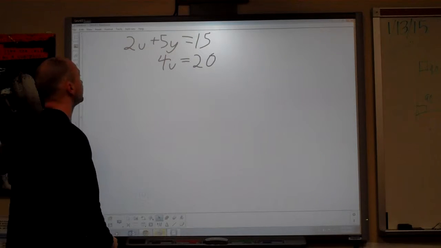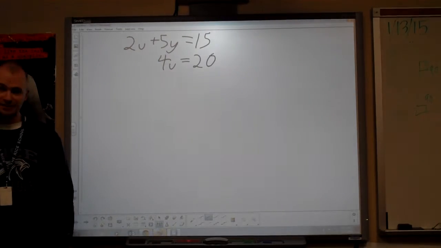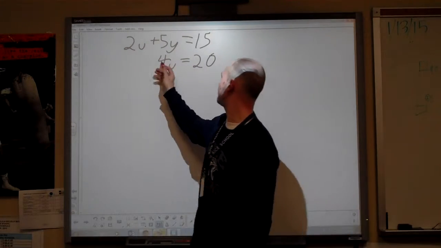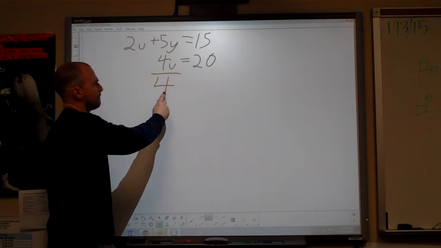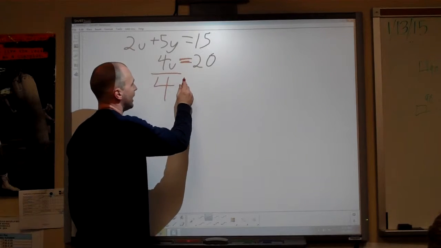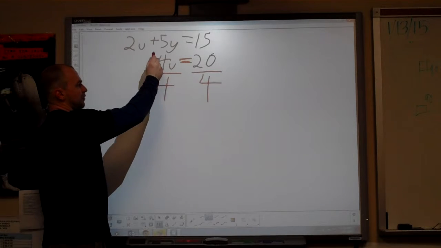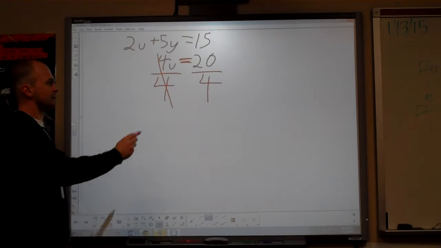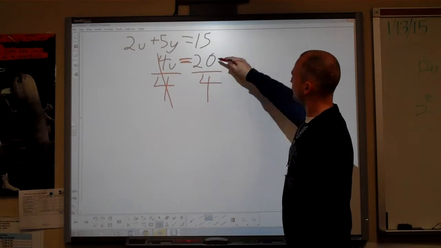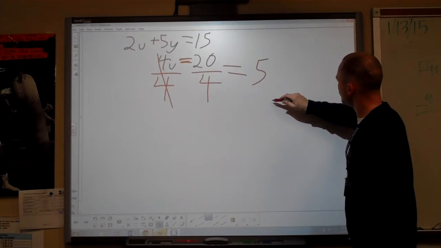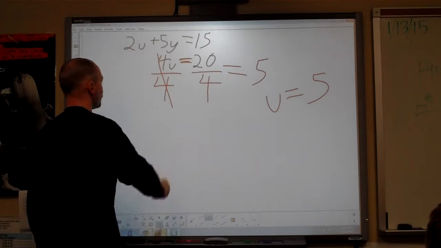Number 4. 4u equals 20. 2u plus 5y equals 15. So, I'm going to get rid of this times 4 by dividing by 4. If I divide this side by 4, in order to keep this thing equal, I've also got to divide this side by 4. So, u times 4 divided by 4, they cancel out. So I've got u equals 20 divided by 4. U equals 20 divided by 4 is 5. So u equals 5.